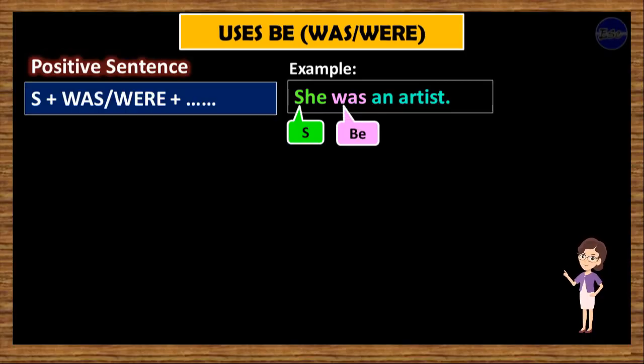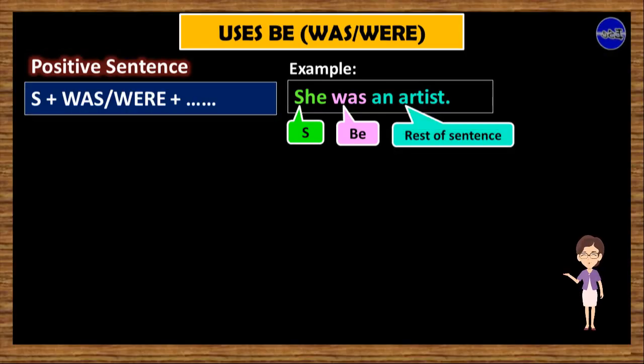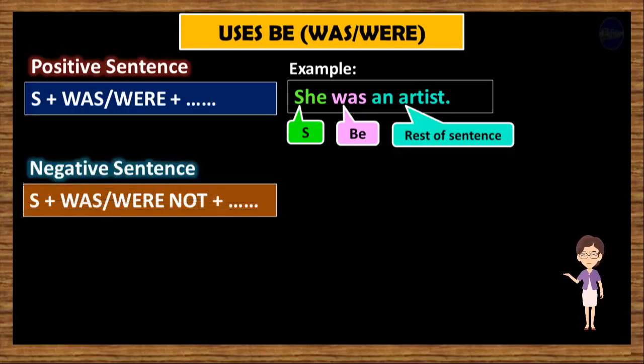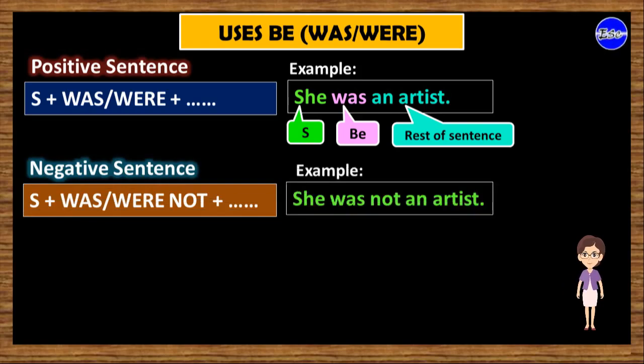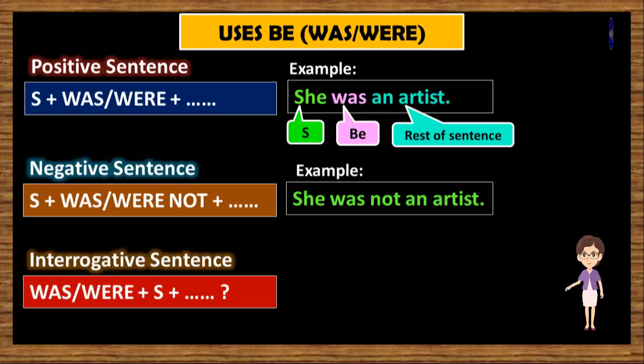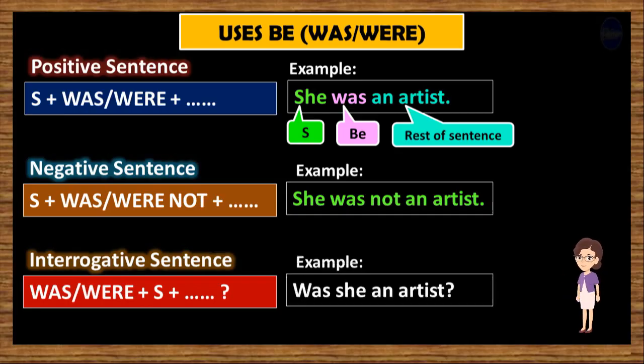Then to indicate that the sentence is simple past tense, we use was, while an artist is the rest of the sentence. If we want to make this sentence in the negative form, then the formula is subject, plus, was or were, not, plus the rest of the sentence. For example, she was not an artist. While for the interrogative sentence, the formula is was or were, plus, subject, plus, the rest of the sentence, then ended by question mark. For example, was she an artist?